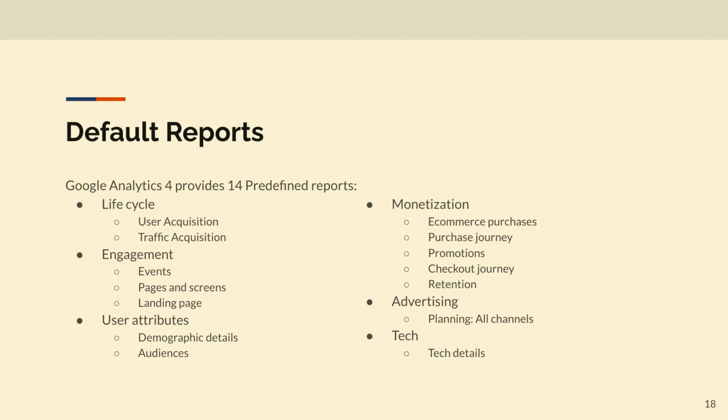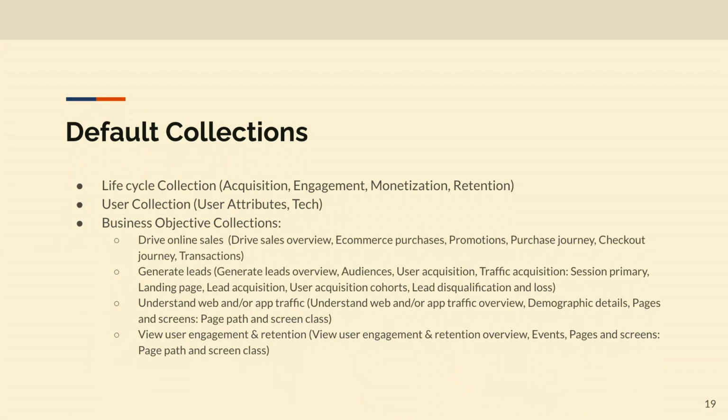There are 14 predefined reports. They're here. I'm not going to read them all. These probably look familiar if you've been in Google Analytics a bit. And then there are default collections. There's the lifecycle collection, there's a user collection, and then there are the business objective collections. If you select drive online sales and understanding web and or app traffic, you get both of those collections in addition to lifecycle and user.